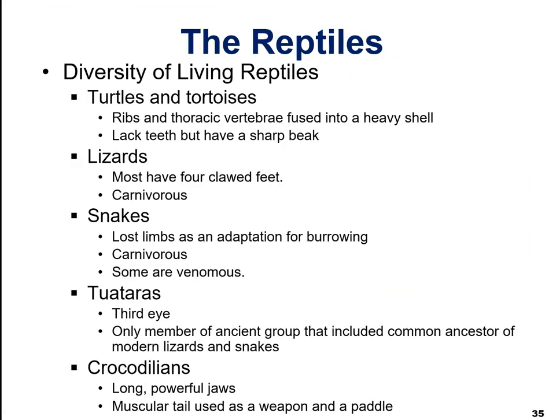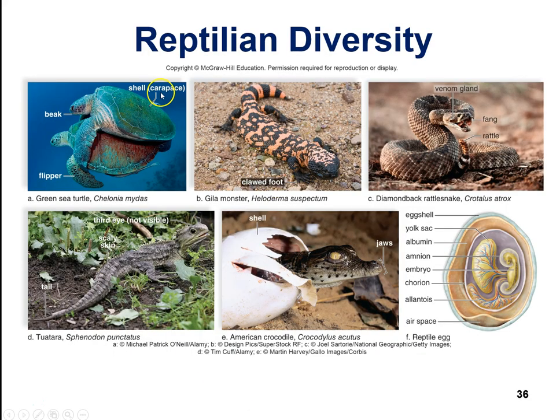All right, if we talk about living reptiles now and their diversity, here are some different types that we probably are all familiar with. Turtles and tortoises, obviously reptiles. The ribs and thoracic vertebrae are fused into that heavy shell. They lack teeth, but they have a sharp beak they can use to eat their prey. Lizards have 4-clawed feet. They're carnivorous. Snakes, we know about all these guys too. Some can be venomous. The tuataras actually have a third eye. And then crocodilians. Okay? And here are some examples.